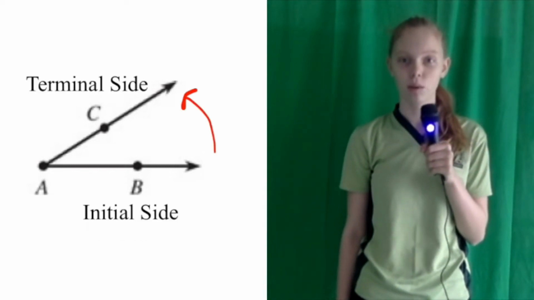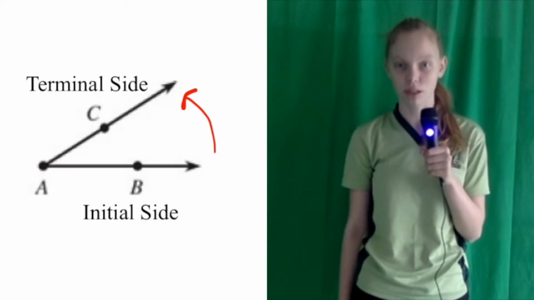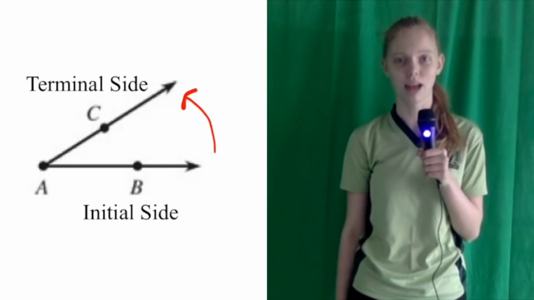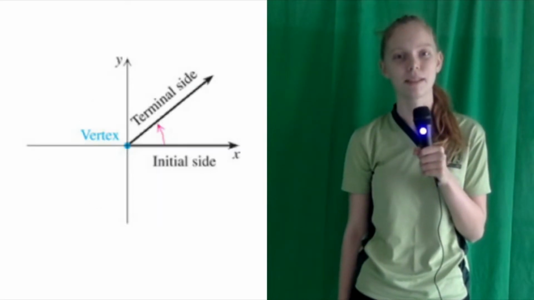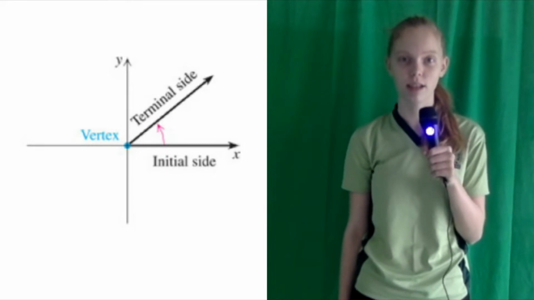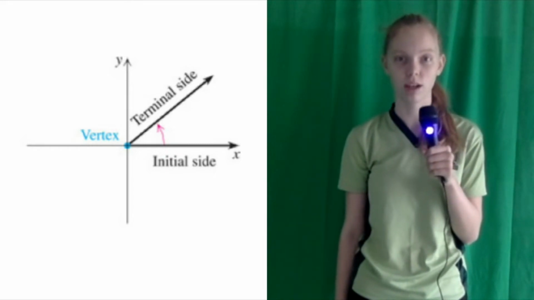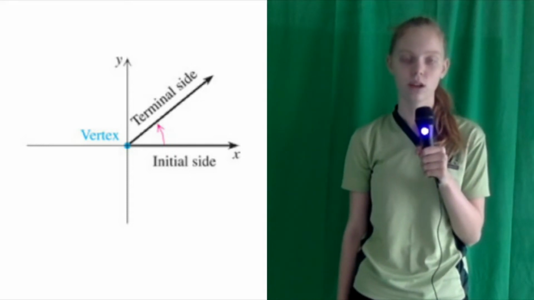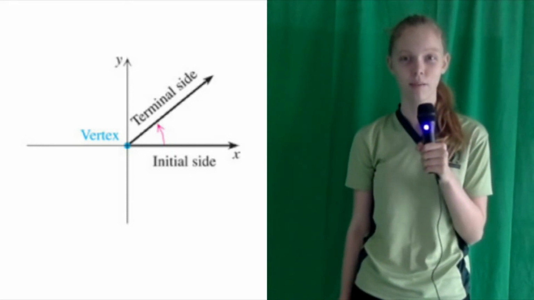The other ray, the one that does not rotate, is called the initial side and it is fixed. The ray that rotates away is called the terminal side. An angle is said to be in standard condition when the intersection of the two rays is placed on the origin in an xy coordinate plane, and the initial side rests on the x-axis.